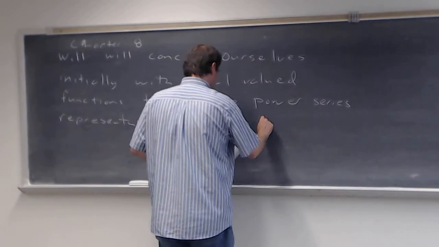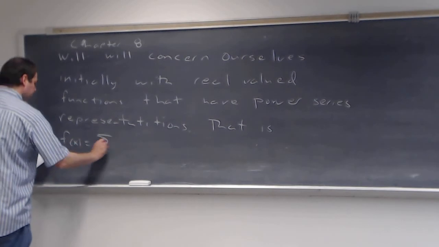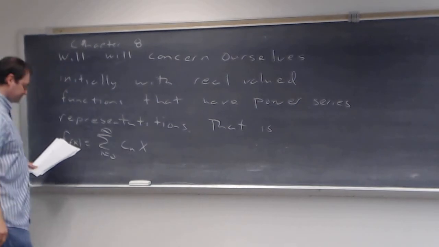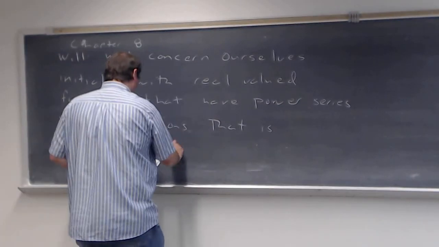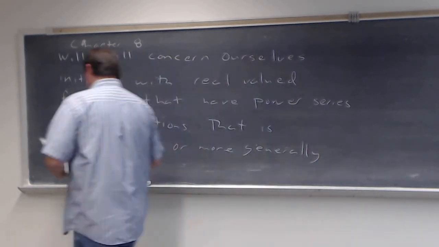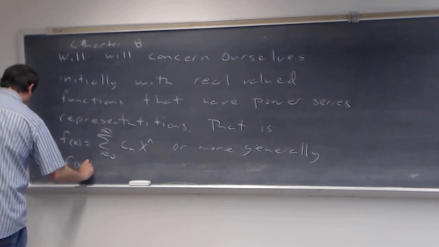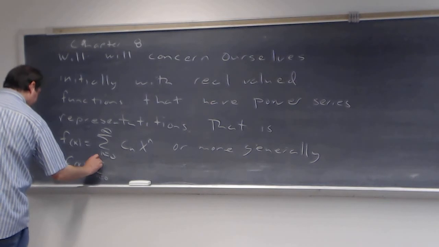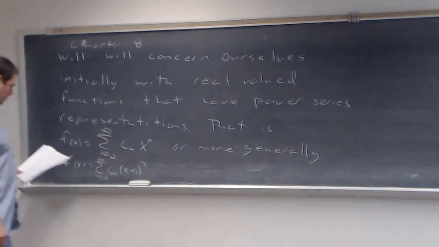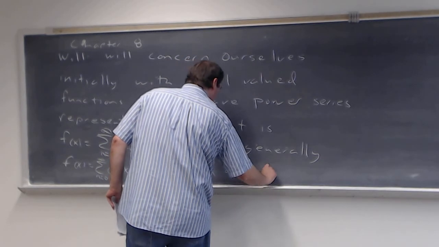That is, we're looking at f of x's that are equal to the sum as n runs from 0 to infinity of c sub n x raised to the n, or more generally, f of x equal to the sum as n runs from 0 to infinity of c sub n times (x minus a) raised to the n, where x and c sub n are real numbers.